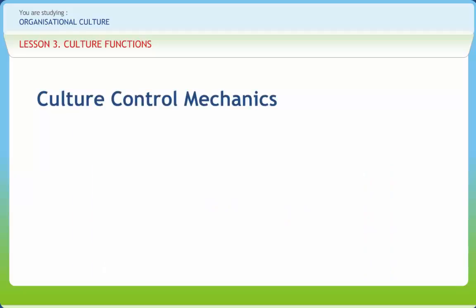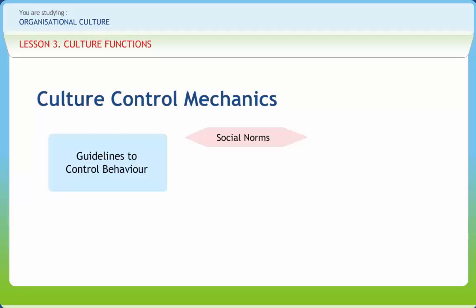Organizational culture defines some guidelines to control the behavior. Two of these are social norms and shared values. Social norms are the standards that a group uses for appropriate and inappropriate values, beliefs, attitudes, and behaviors. These standards may be explicit or implicit.